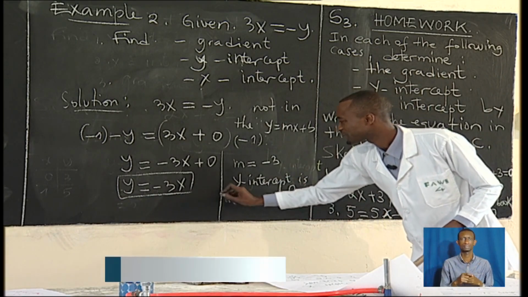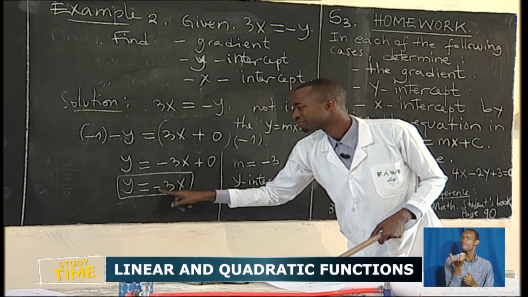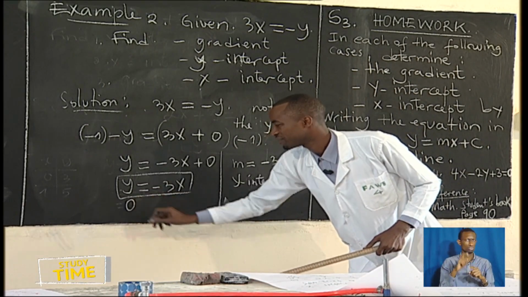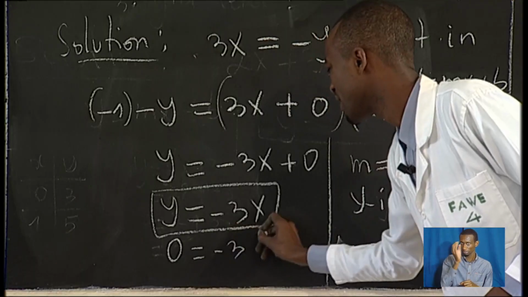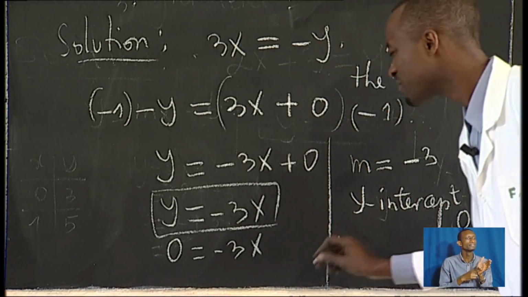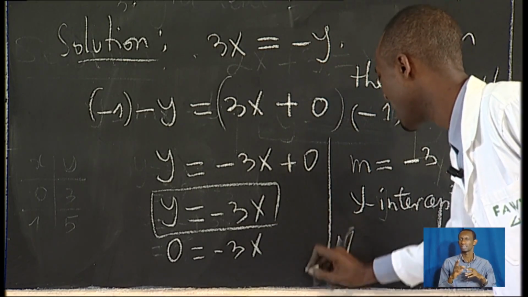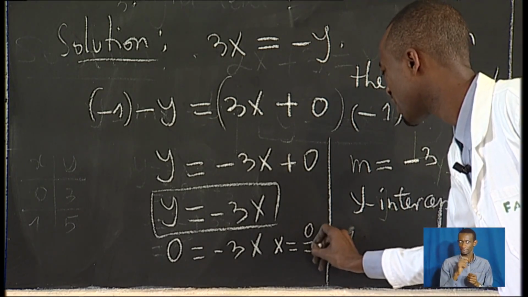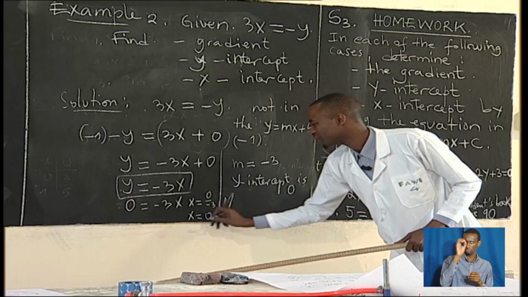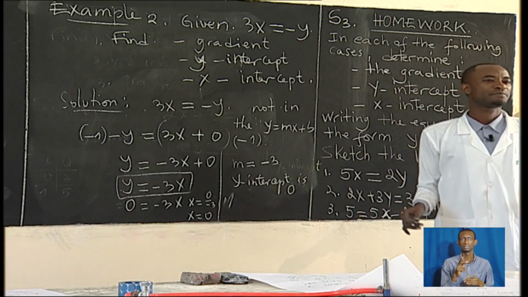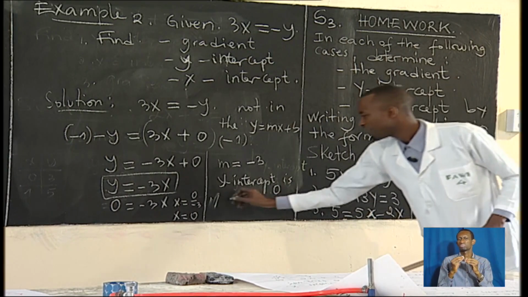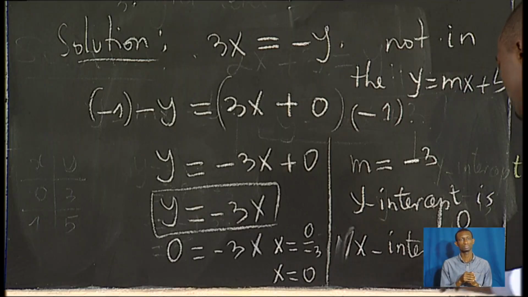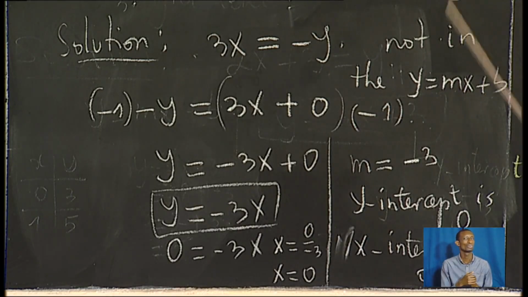You have y equals negative 3 times x. Let's put 0 over here. We remain with negative 3x. Let's find the value of x. X will be 0 over negative 3, and x will be 0, because 0 over any number gives 0. You see? Now our x-intercept is 0. We are done with our question.